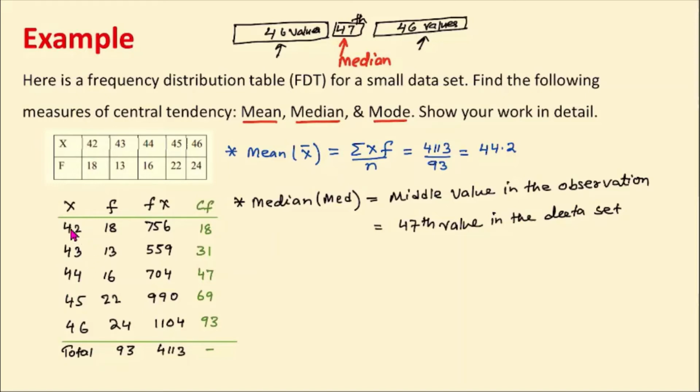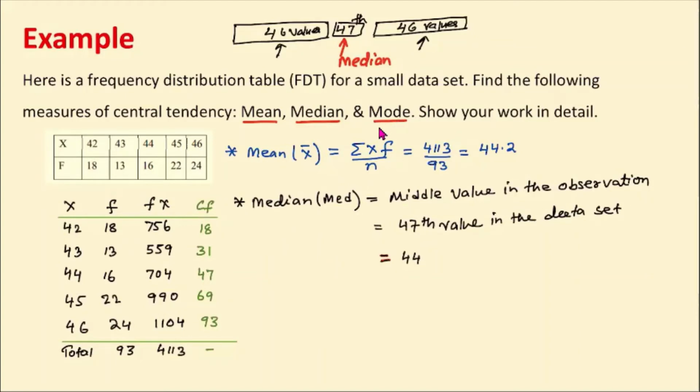So if you think of this carefully, when we say 42 has a frequency of 18, that means we have 42, 42, 42, 18 times. And then we have 43, 13 times. Similarly, we have 44, 16 times. 45, 22 times. 46, 24 times. So on the 47th position, as suggested by the cumulative frequency here, we have 44. So we can say median is equal to 44. Okay, median is 44. So that is the second thing we want.